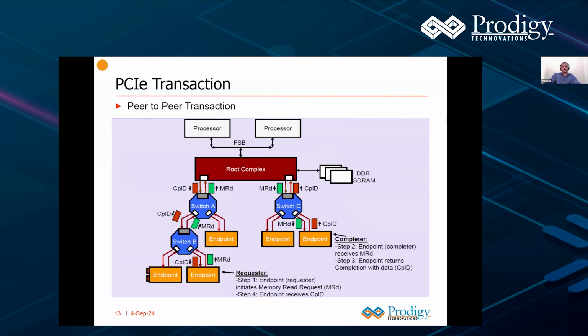Now this is another example, a peer-to-peer transaction, where an endpoint connected on one switch network talks to another one. Since these are not directly connected, they are connected through the root complex. Whatever request is initiated from the endpoint gets routed through the root complex to the next endpoint, and that endpoint returns the data. So all kinds of scenarios are possible based on where the endpoint sits in the entire network.